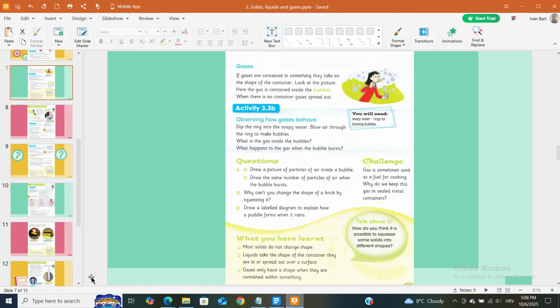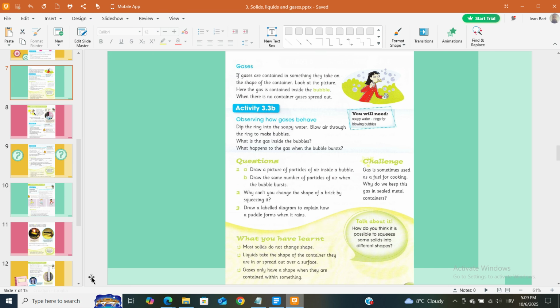Activity 3.3b: Observing how gases behave. Dip the ring into the soapy water. Blow air through the ring to make bubbles. What is the gas inside the bubbles? What happens to the gas when the bubble bursts?